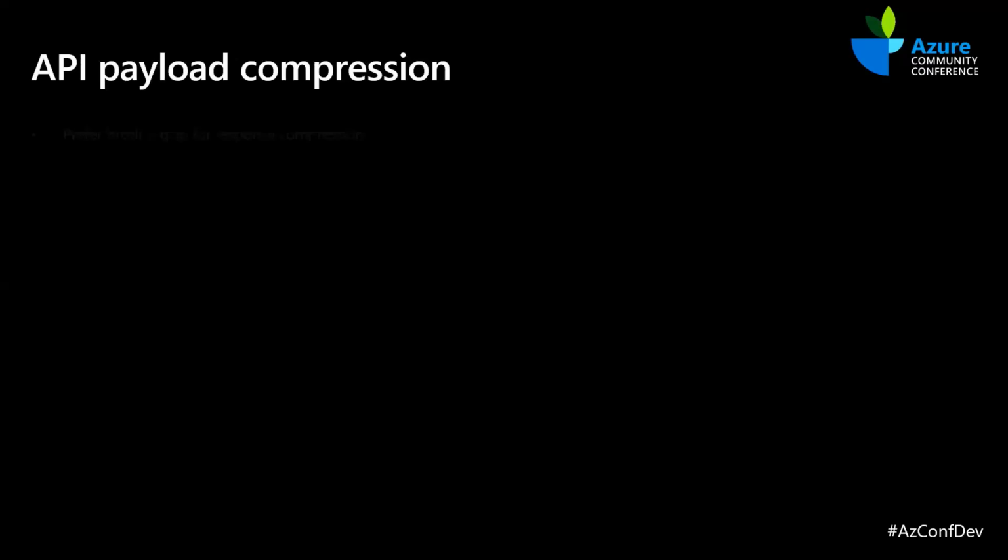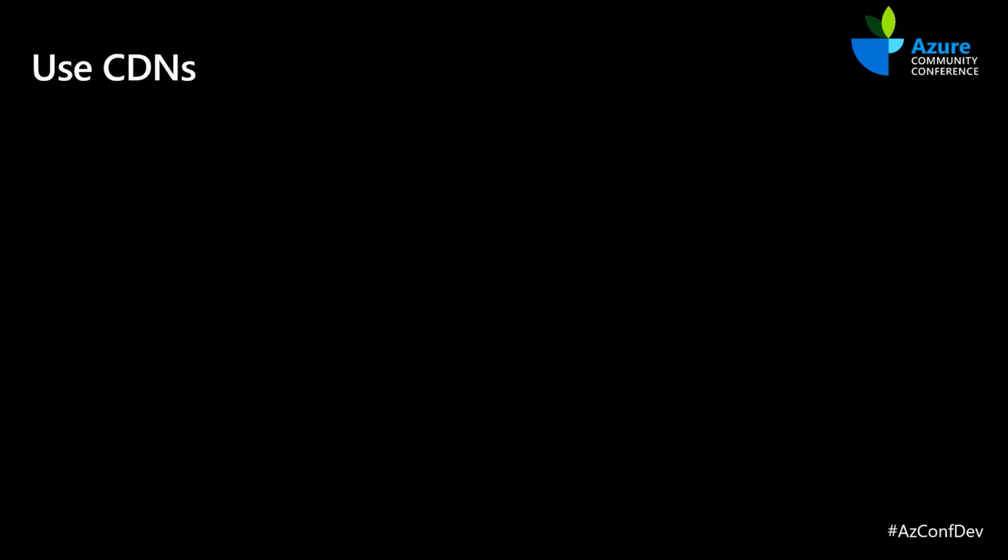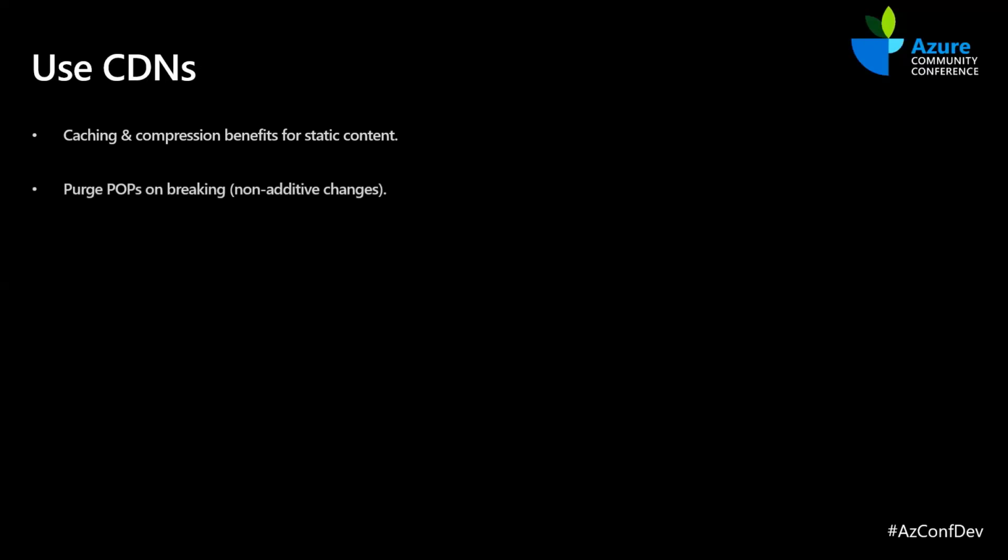We also use Brotli compression on the ASP.NET Core backend. So that will reduce your payload sizes by up to 40%. And finally, use CDN wherever you can. So the caching and compression benefits are pretty obvious. Remember to purge your point of presence servers when you have non-additive or breaking changes.